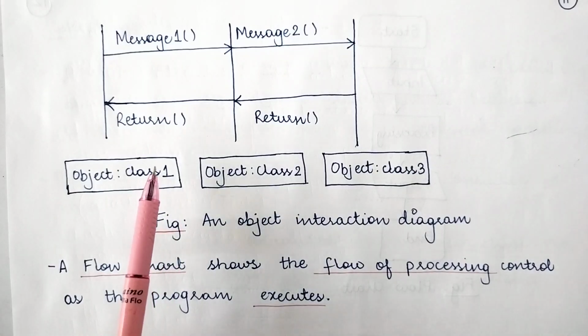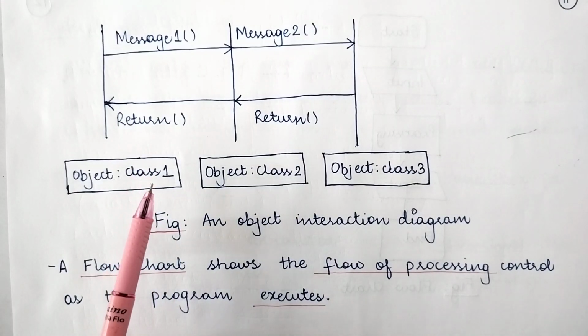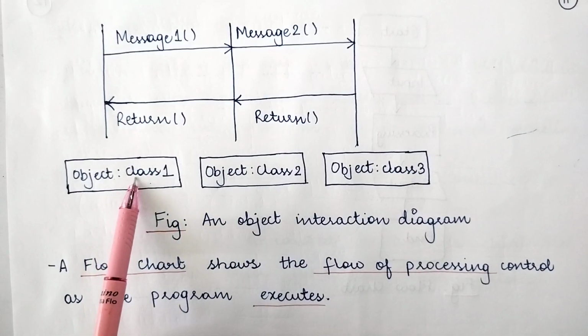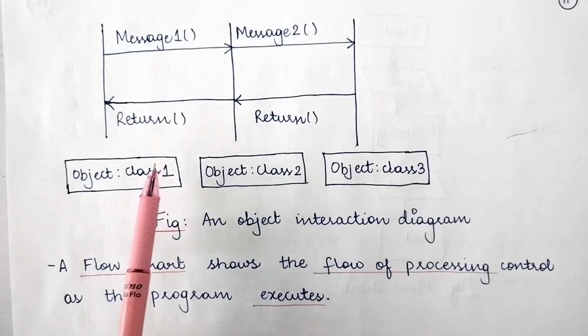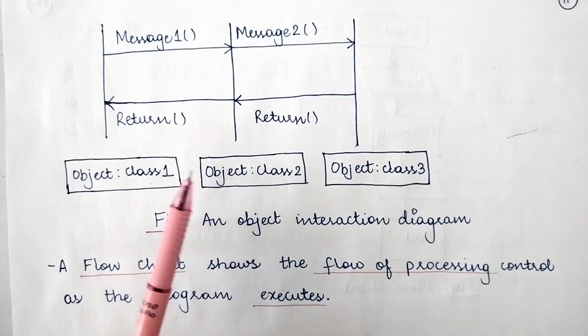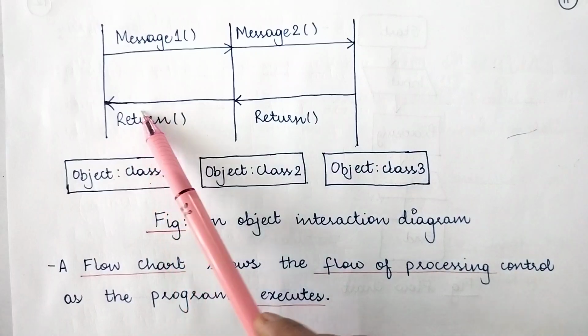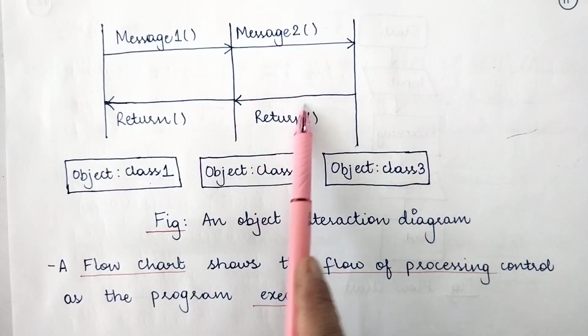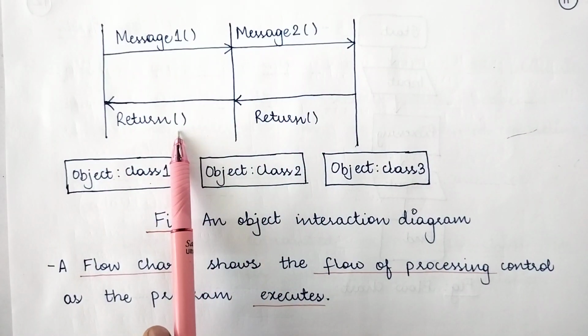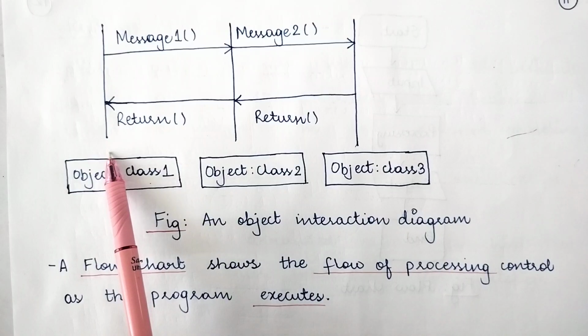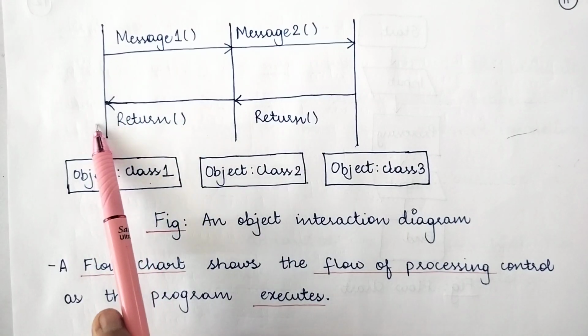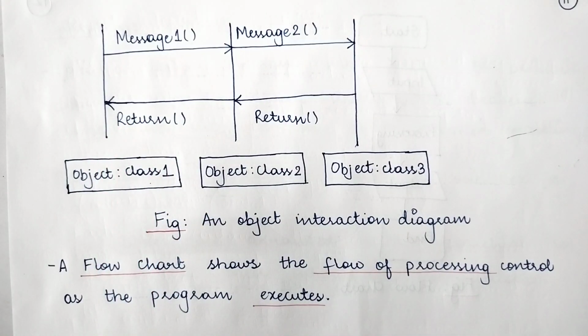So, as many classes as you have, that will be the number of boxes. Say for example, here there are 3 classes, so 3 boxes for 3 classes, and the interaction between those classes happens through messages and return messages, and the life of that particular object is depicted through these lines. So, this is your object interaction diagram.